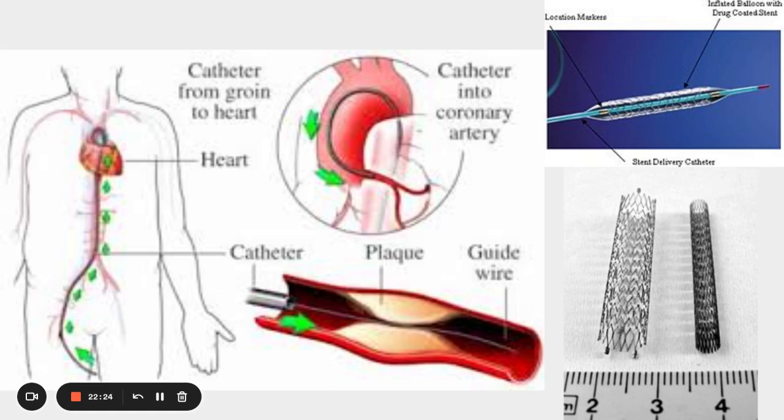If a person does have a blockage in a coronary artery, it could be very dangerous. And so some of the ways they treat that is by putting in a stent. Have you ever heard of that? A stent? So a stent, this is a stent. It's a little mesh tube.